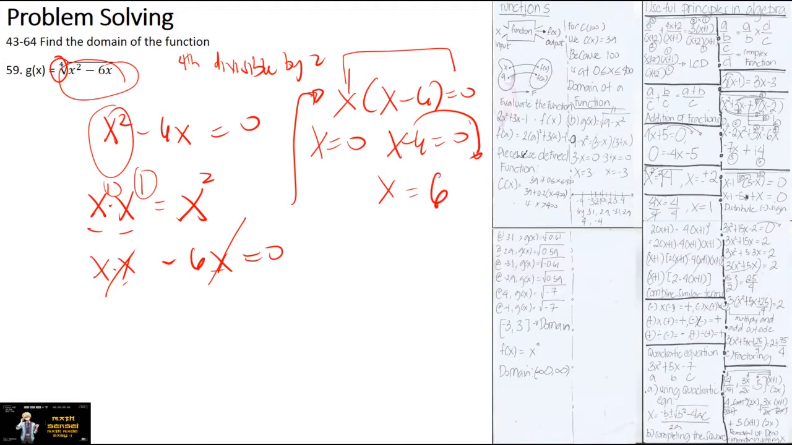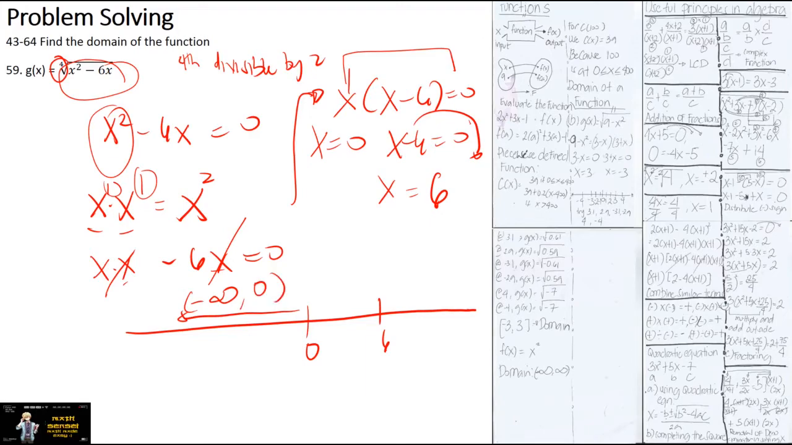Transpose, nagpalit ng sign. Okay, so from the number line pa rin, meron kang 0, meron kang 6. So, from 0 to negative infinity. Karaniwan ganun na, negative infinity sa kung anong pinakamalapit na number na nakuha natin by solving. So, to 0. Tapos, syempre, yung 0 to 6 is another interval naman. Then, 6 to positive infinity.